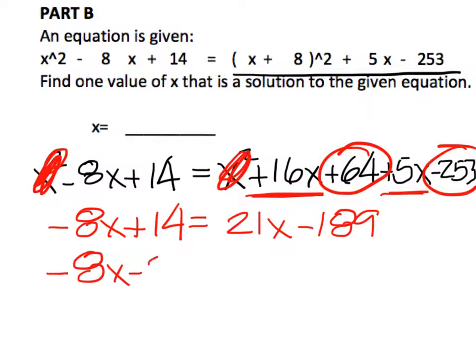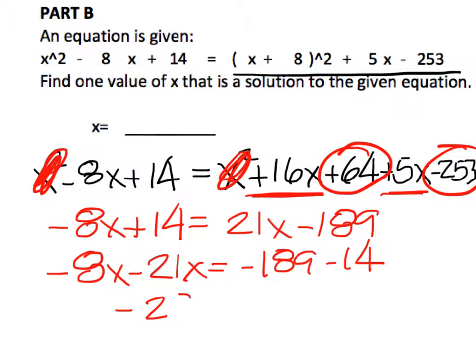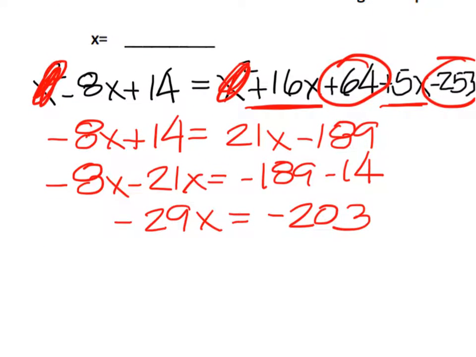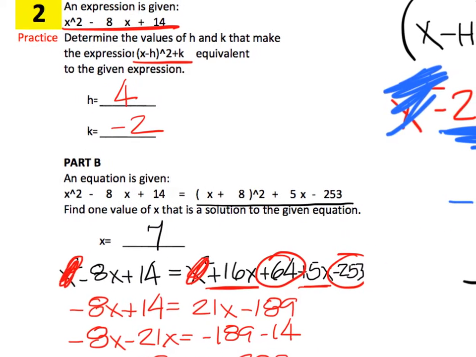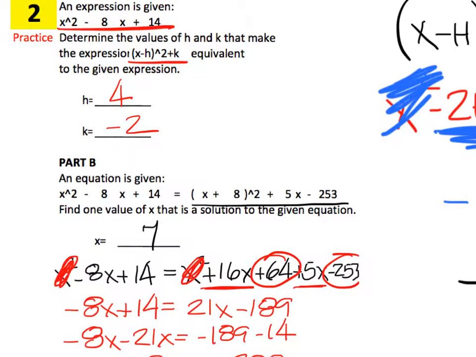Negative 8x minus 21x equals negative 189 minus 14. So that's a negative 29x equals negative 189 minus 14, which is a negative 203. To come up with the value for x, we have to divide negative 203 by negative 29, and it comes out to be 7. So up here we have 7. If you have all three of these answers, come on up and collect.